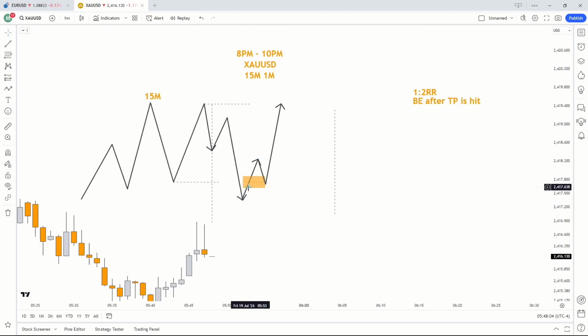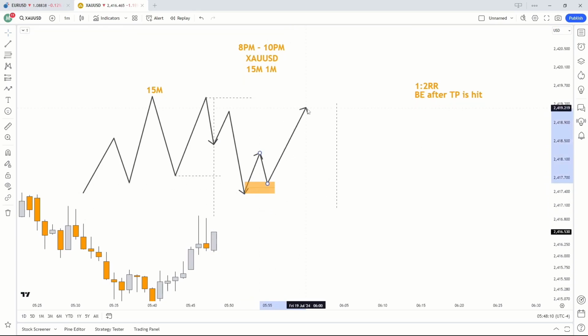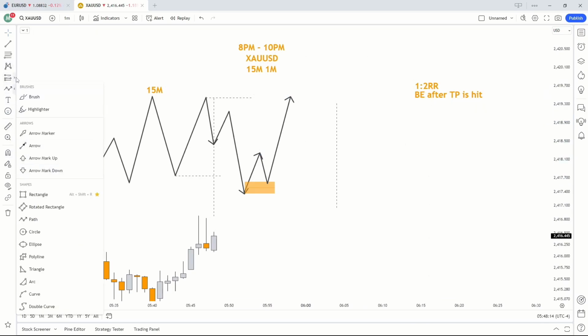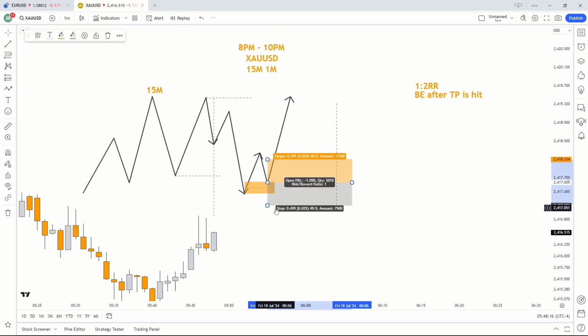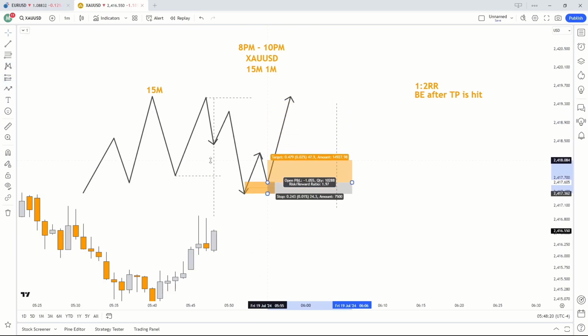Now we can also enter off our order block right here. If we do get a favorable order block which is valid, we can simply enter off the order block and again target 1 to 2, as simple as that, and break even after 1 to 1 is hit. This is why the win rate of this strategy is so high, because we follow a strict mechanical process.